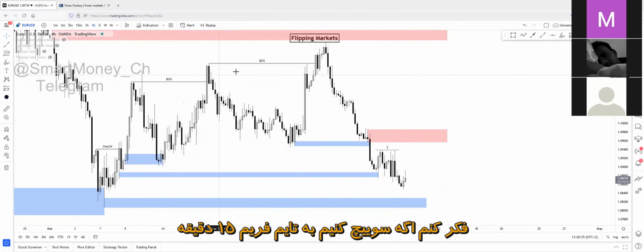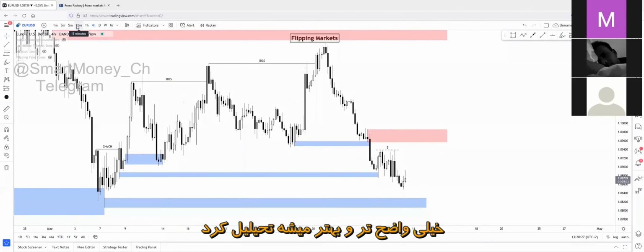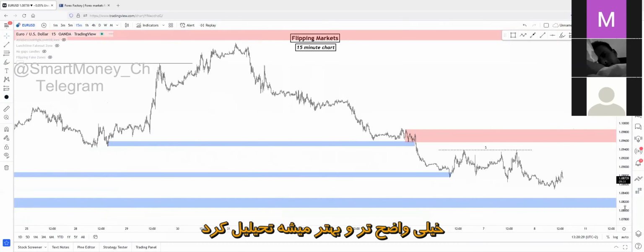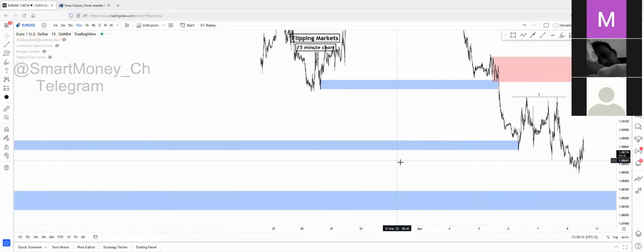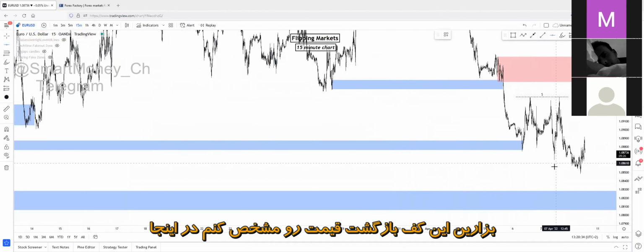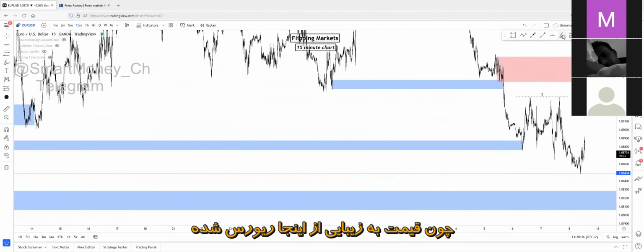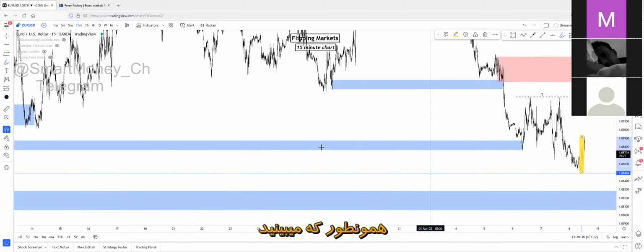I believe if I switch to the 15-minute chart, it will be much cleaner to analyze. Let me just find a good reversal point right here, because clearly price has reversed right here at this region, as you can see.